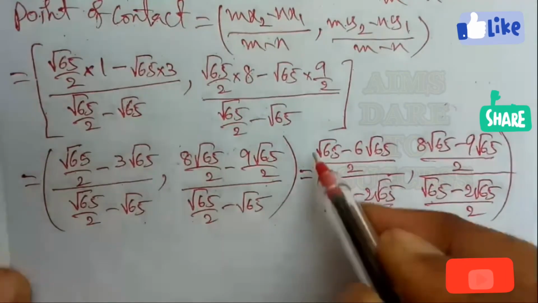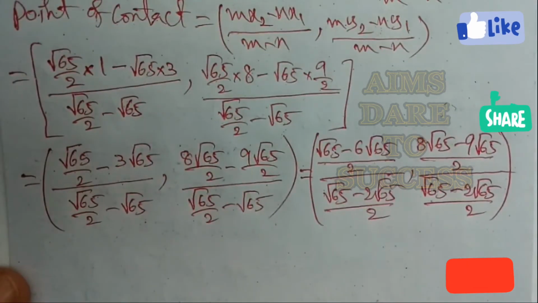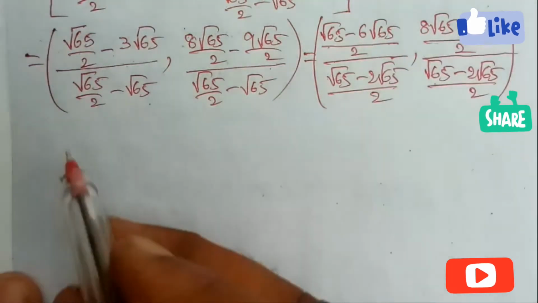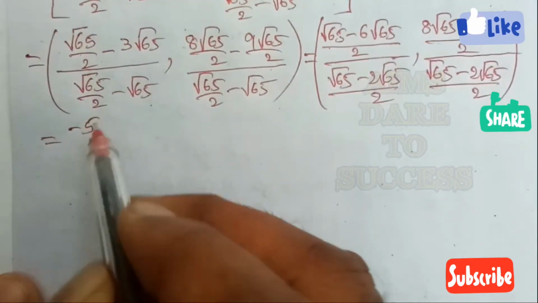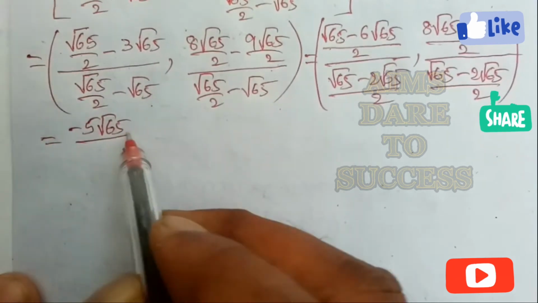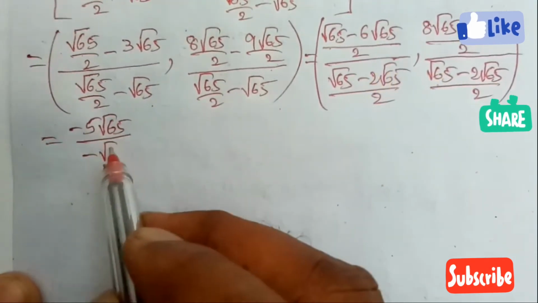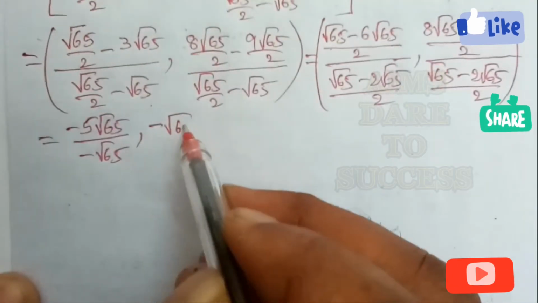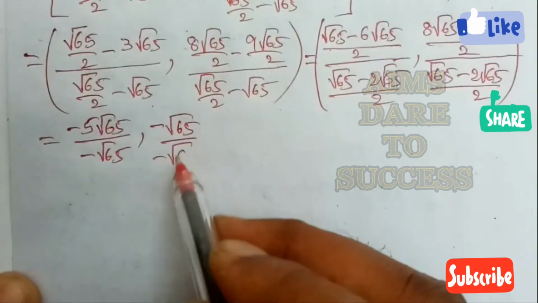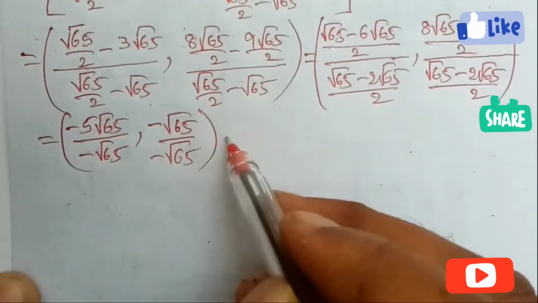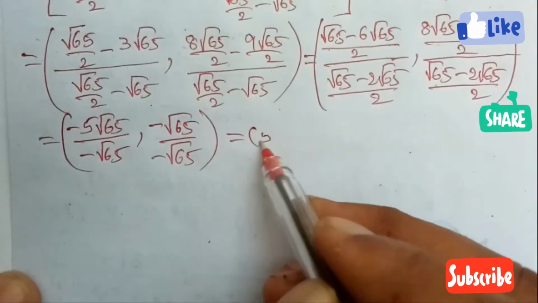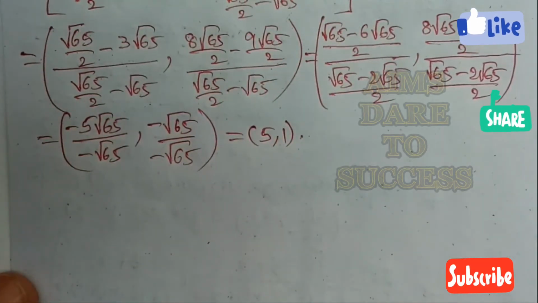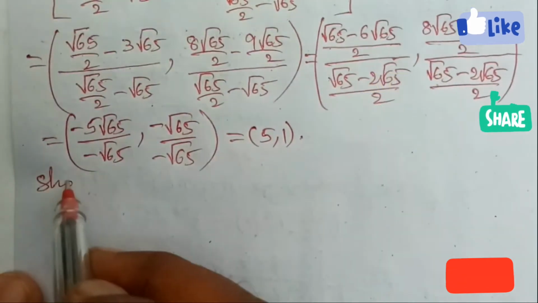Numerator and denominator have the same values, so the 2 gets cancelled. After that, 1 minus 6: a smaller number minus a bigger number is negative, so reverse, 6 minus 1 is 5 root 65 over 1 minus 2, which is minus root 65. Comma, 8 minus 9 is minus 1 root 65 over 1 minus 2, which is minus root 65. Minus minus cancels, root 65 cancels, so the point of contact is (5, 1). So two values are completed successfully.